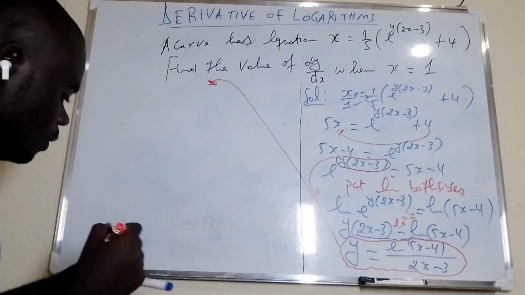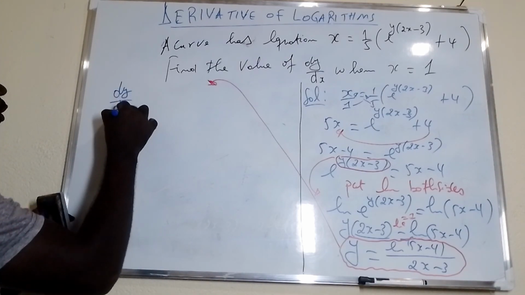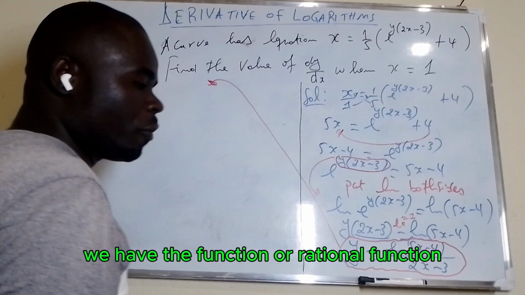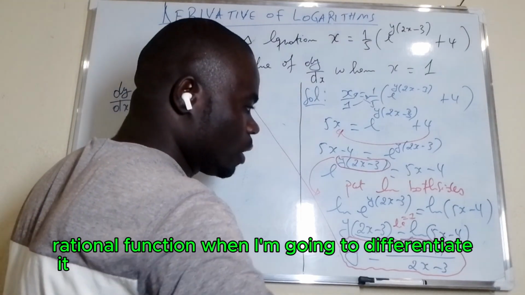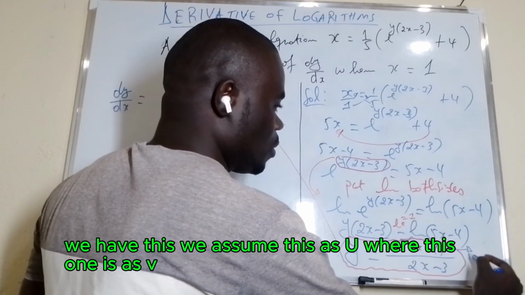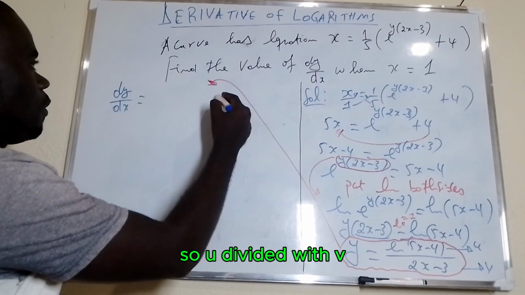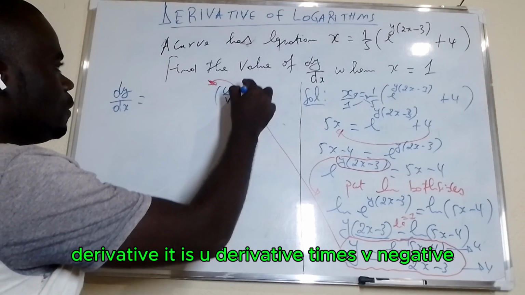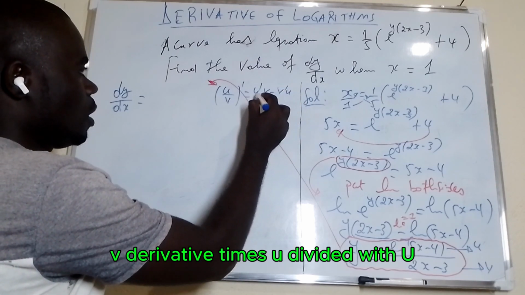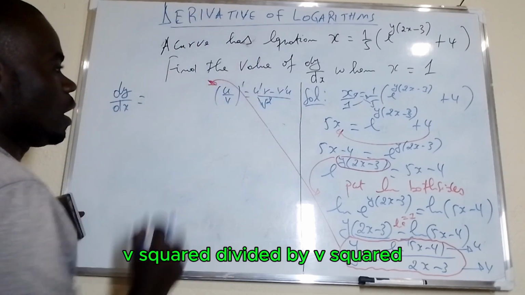Let's come here. So, dy/dx is equal to what? When we look here, we see that we have a division, a fraction or rational function. When we differentiate a rational function, we apply the quotient rule. We assume this as u, while this one is v. So, u divided by v, its derivative is u derivative times v, minus v derivative times u, divided by v squared.